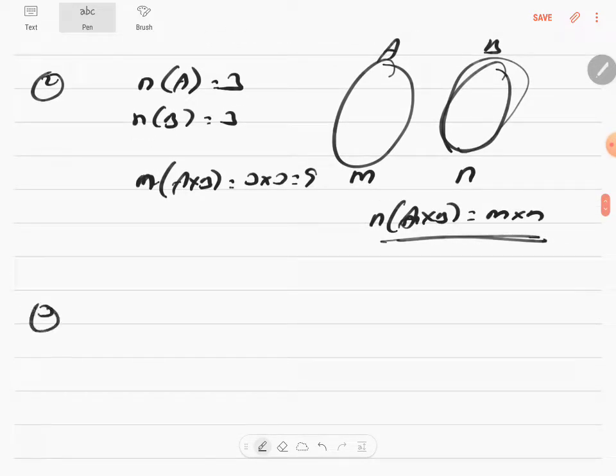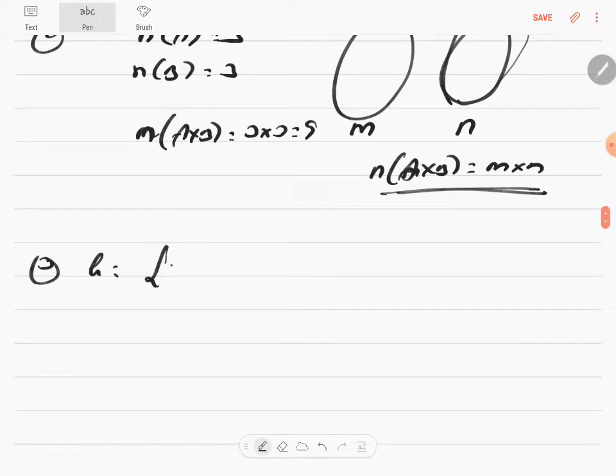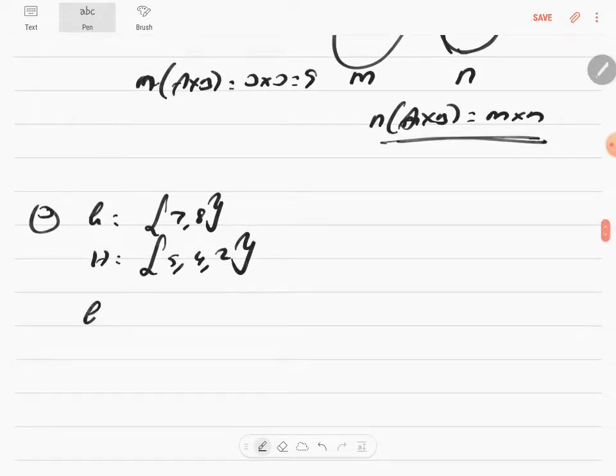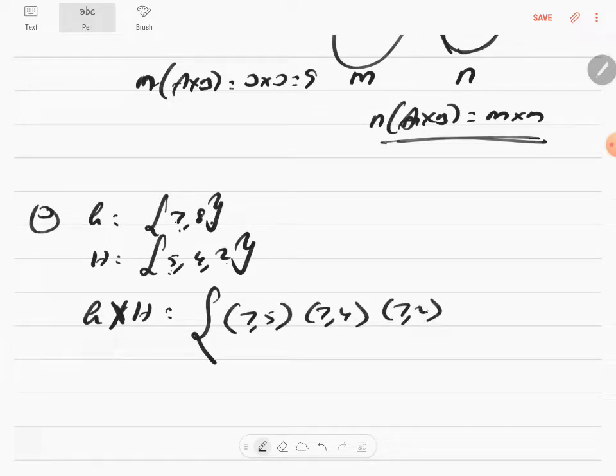So let's go to the third question. If G is equal to {7, 8} and H is equal to {5, 4, 2}, find G cross H. Cross is a relation. So 7 can be related to 5, 7 can be related to 4, 7 can be related to 2, 8 can be related to 5. So let's write G cross H, put a double bracket, write it as ordered pairs: (7, 5), (7, 4), (7, 2), (8, 5), (8, 4), and (8, 2), and close the bracket. Are you clear? Yes. This is how we write G cross H.